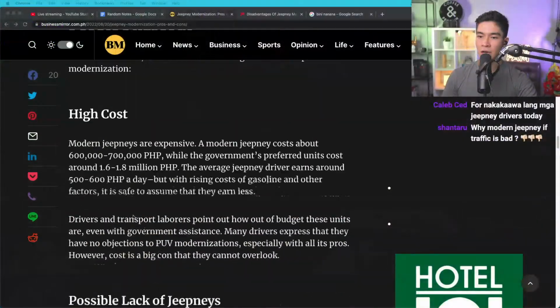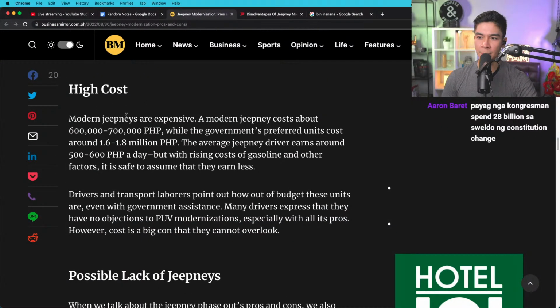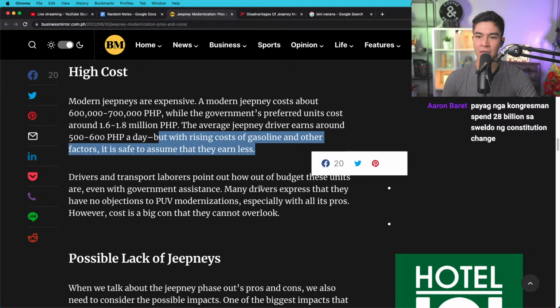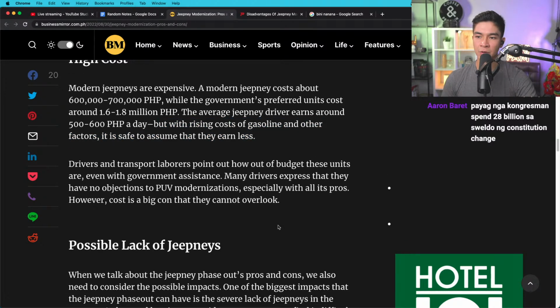Sabi dito, modern jeepneys are expensive. A modern jeepney costs about 600 to 700K, while the government's preferred units cost about 1.6 to 1.8 million. The average jeepney driver earns 500 to 600 a day, but with rising costs of gasoline and other factors, it is safe to assume that they earn less. Drivers and transport laborers point out how much out of budget these units are, even with government assistance.